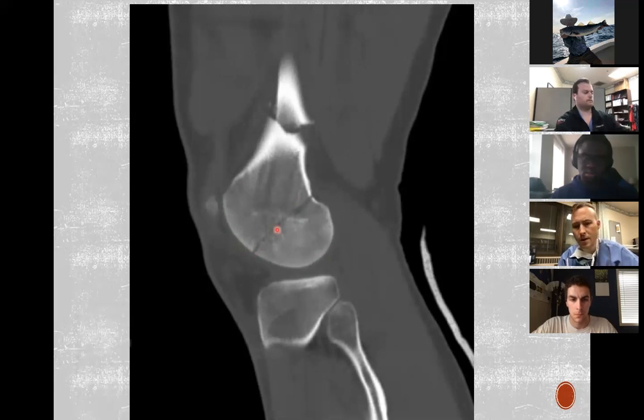So our treatment plan has to incorporate this, because if we were to just put a big intramedullary rod up, we're very likely to displace this and then cause articular step off, which would then lead to joint destruction.